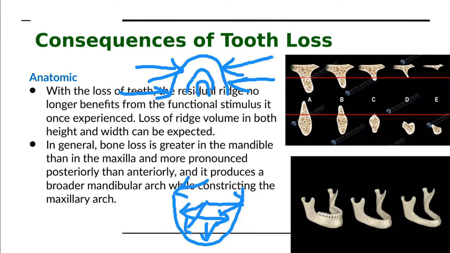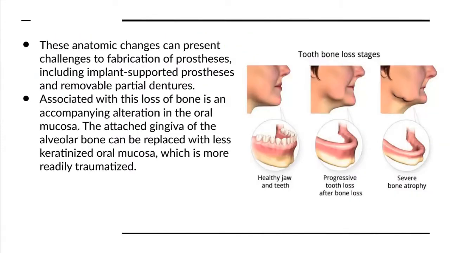Okay. So what happens here? Because of this, the ridge becomes broader and broader, right? So in due course of time, your maxilla becomes smaller and smaller and your mandibular arch becomes broader and broader. So arranging teeth is, yes, reverse. So arranging teeth on the crest of the ridge becomes a huge problem in such kind of situations, right? And these anatomic changes can present challenges to fabrication of prostheses, including implant-supported prostheses and removable partial dentures.